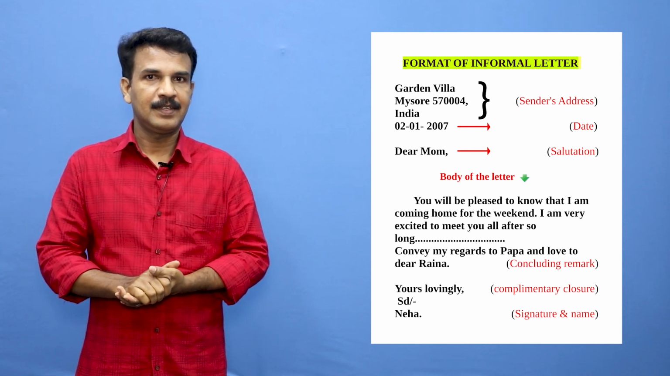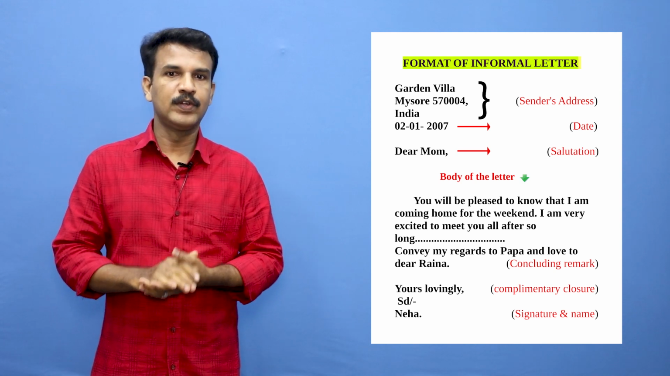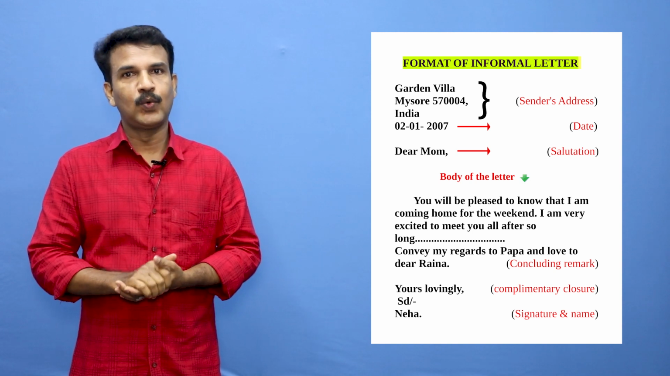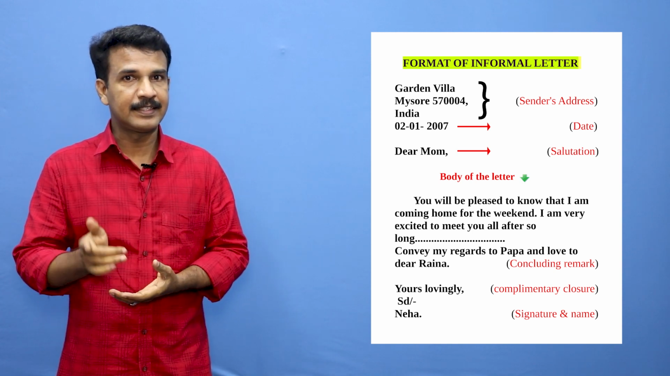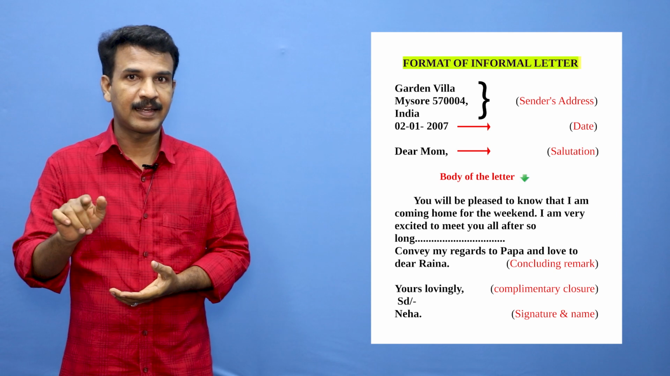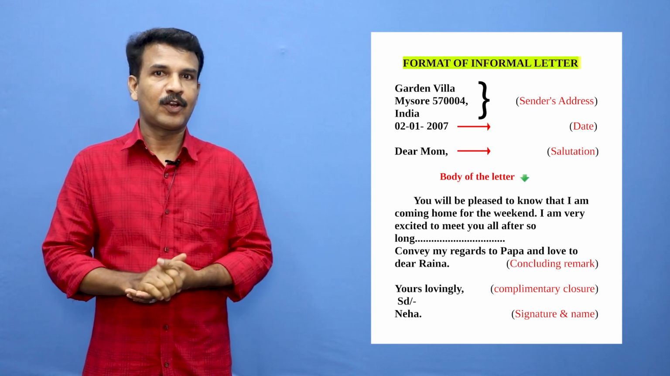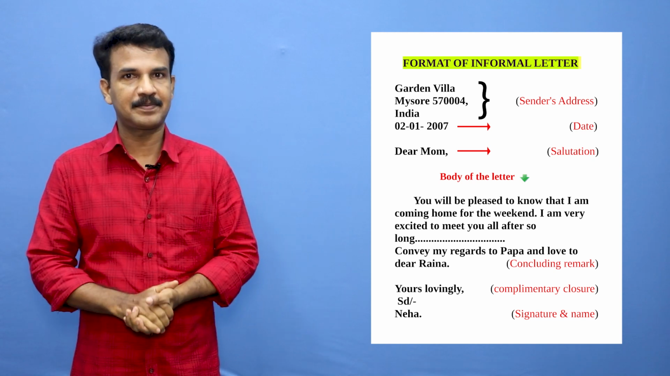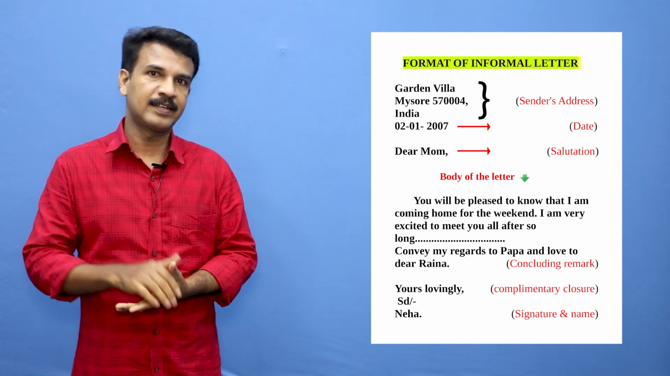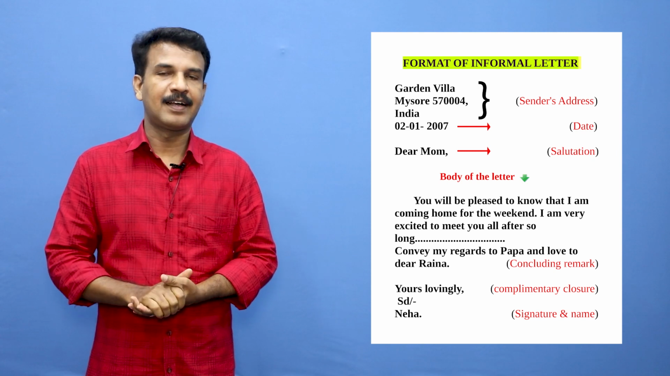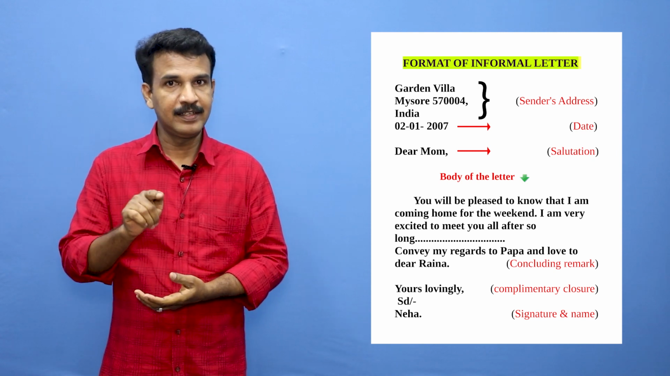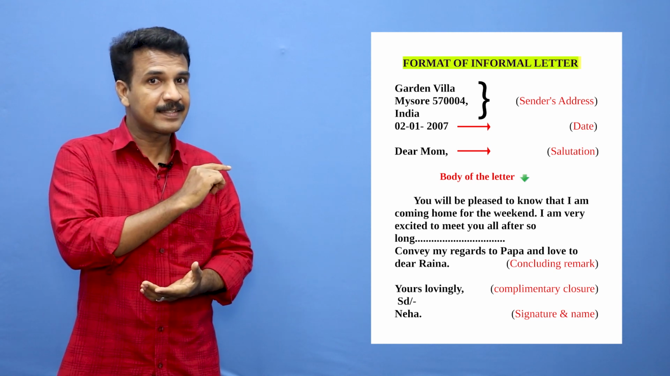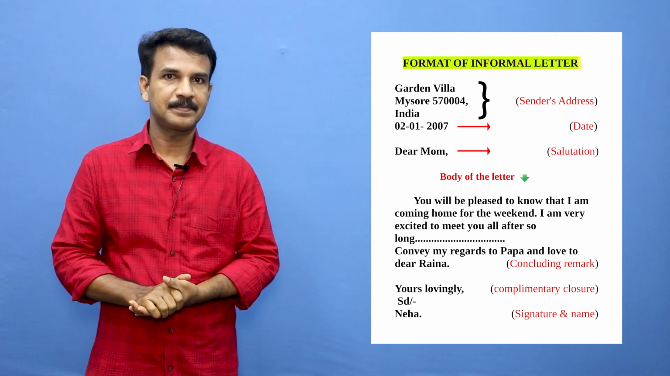Let's analyze the structure. First comes the sender's address. Who is a sender? Sender is a person who writes the letter, not the receiver. Receiver means a person who receives the letter. Here, who is the sender? Yes, Neha is the sender. So definitely it must be the address of Neha. She is now at Mysore.